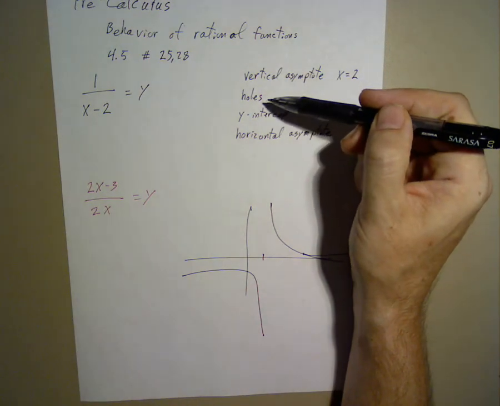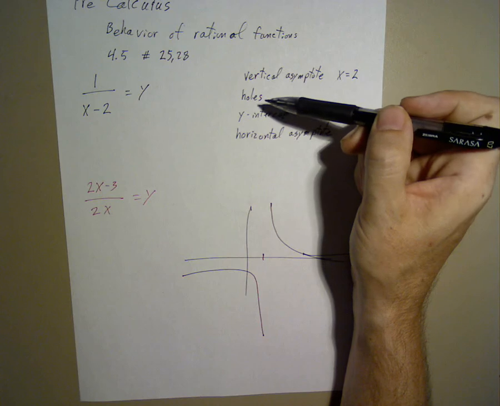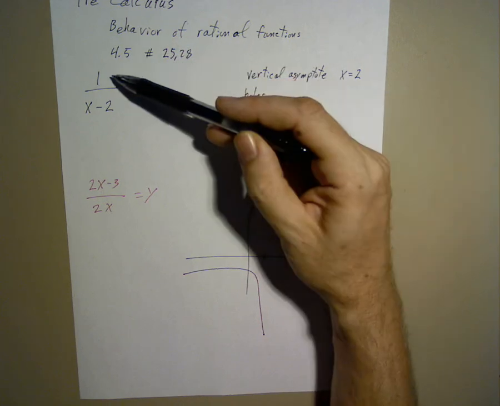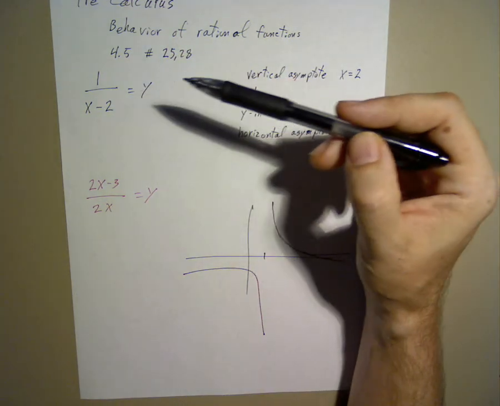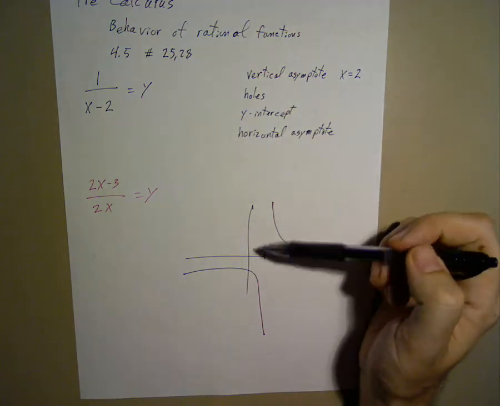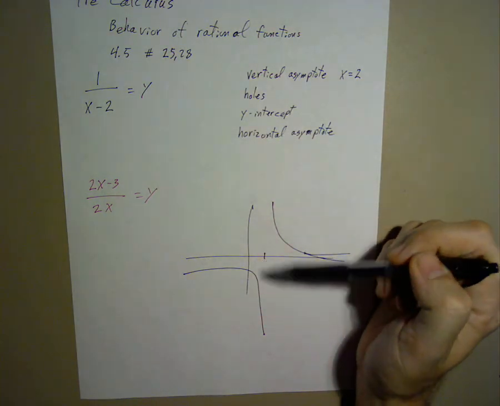Holes happen when we get a 0 over 0 situation. In this case, we have 1 over 0. So there is no hole here. It's not defined right here, but it's not a hole either.